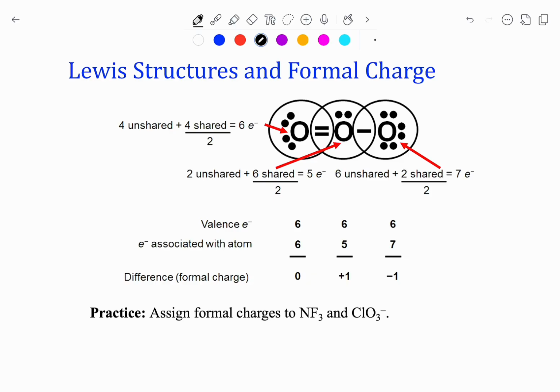Okay, so we're going to look at the example of ozone. So O3, ozone, and we want to calculate the different formal charges for each of these oxygens. So oxygen each, because there's 3, this one goes with that one. Okay, so each of them all have 6 valence electrons. We get that right off of the periodic table itself. Now we want to calculate the associated electrons. So let's look at this oxygen first.